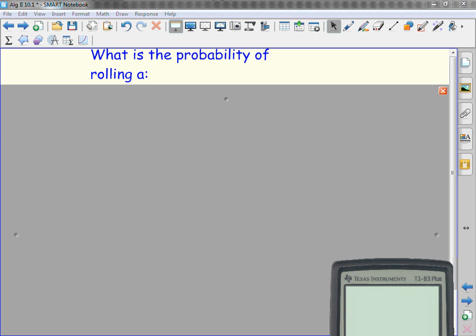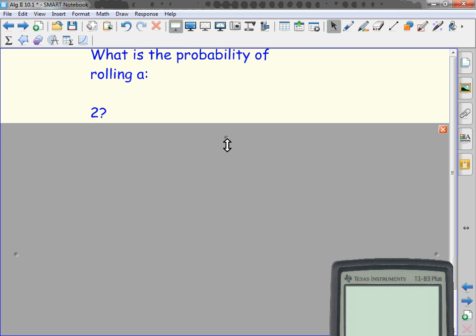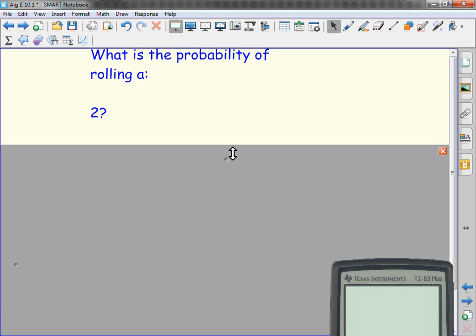What's the theoretical probability of rolling a 2? So the probability of rolling a 2, it is not 2 out of 6. That is the number one mistake made. How many 2s are there on a die? There's 1 2. There's only one chance of rolling a 2. How many numbers are on a die? 6. So you have a 1 out of 6 chance of rolling a 2.